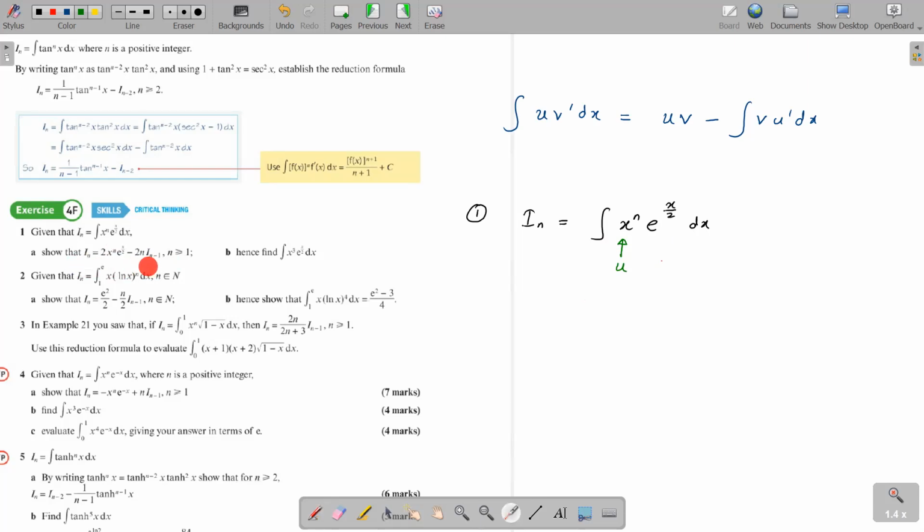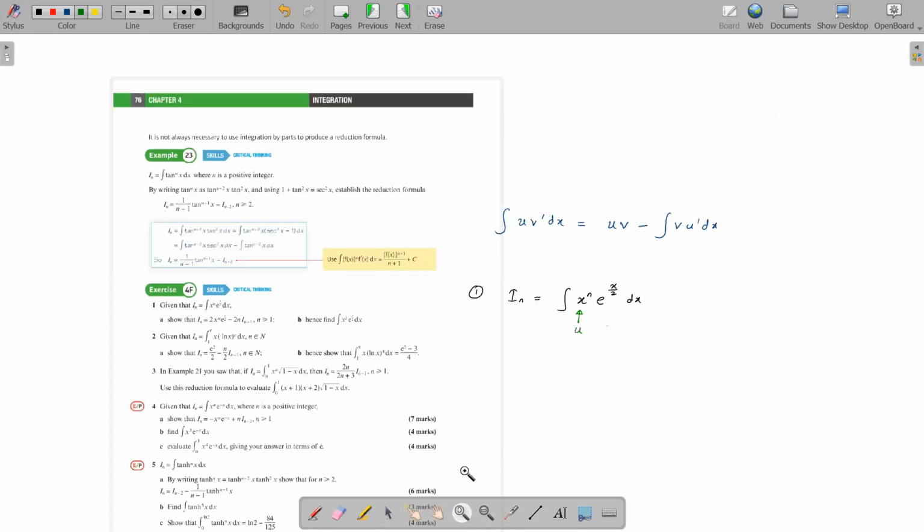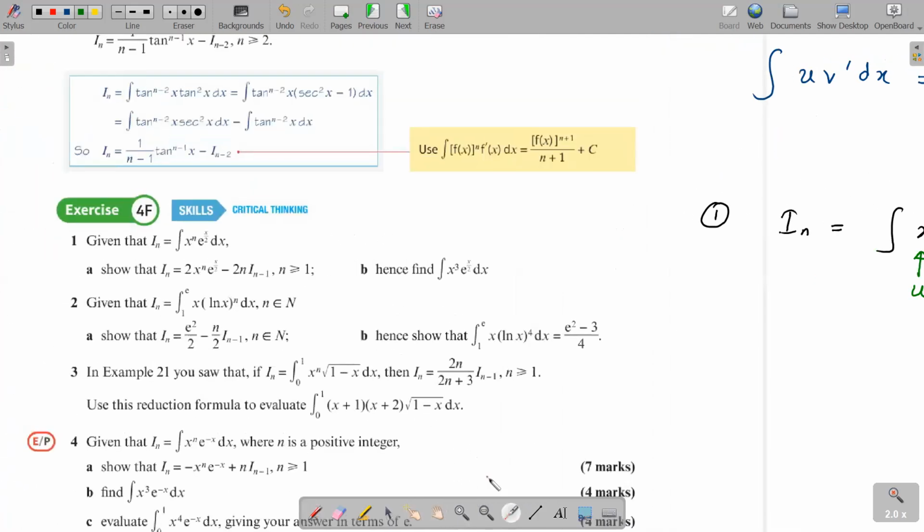My task is to get this "show that." There is something called I_n in here, do you see I_(n-1)? In this "show that," do you see I_n equal to x to the power n e to the power x over 2? Shall I make it larger? The "show that" has 2x to the power n e to the power x over 2 minus 2n times I_(n-1). Do you see I_(n-1) here?